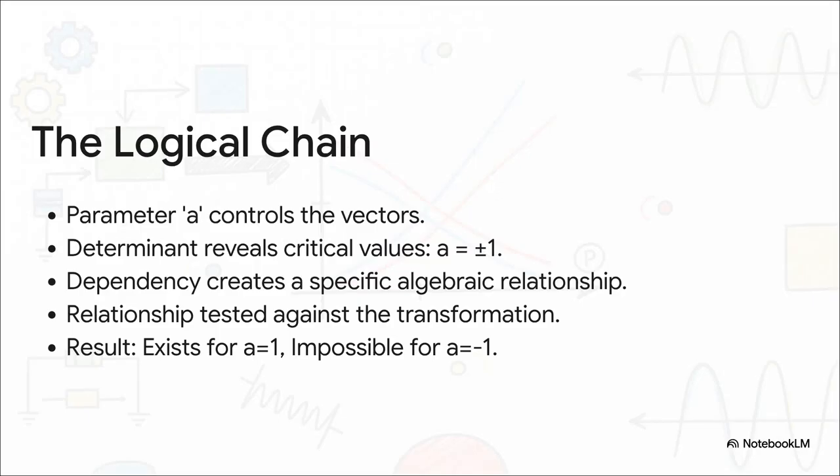So let's just step back and look at the path we took. It was a clear, logical chain of deduction. We started with one little parameter, a. We used the determinant to find the critical points where everything changed. We uncovered the exact consequence of those changes, and then we used that ironclad knowledge to test a hypothesis which led us straight to the truth.